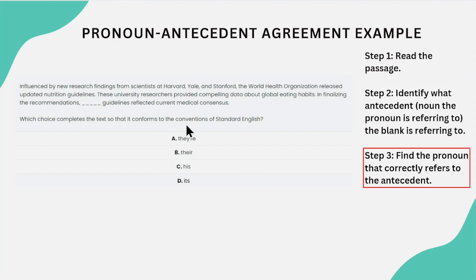So I just want to emphasize, this is how people get it wrong. They don't actually understand what the pronoun is referring to. And they often find something like scientists or a recent thing like recommendations or guidelines even, and they think that is the thing they're referring to and they have a pronoun for that. You have to make sure you know what it's referring to because it won't sound wrong with a wrong answer. Like for example, in finalizing the recommendations, their guidelines reflected current medical consensus. That doesn't sound wrong, yet it is wrong as it's referring to the wrong thing. So the speaking check that some people do with grammar questions doesn't work here.